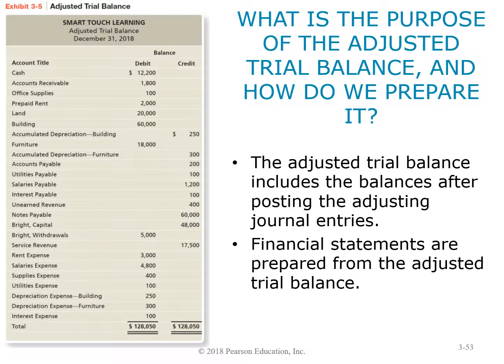Okay, so here's the adjusted trial balance, and you can tell that we have some new accounts. The first ones you may notice are your accumulated depreciation accounts. We also have some interest payable that we've put on. And then we have a salary payable that we put on, and so on.